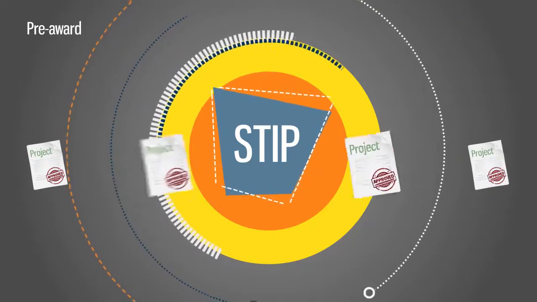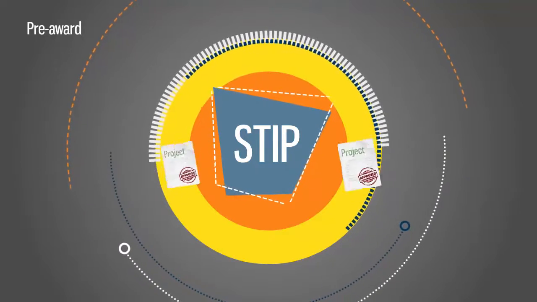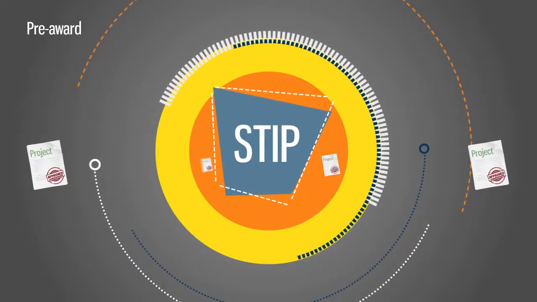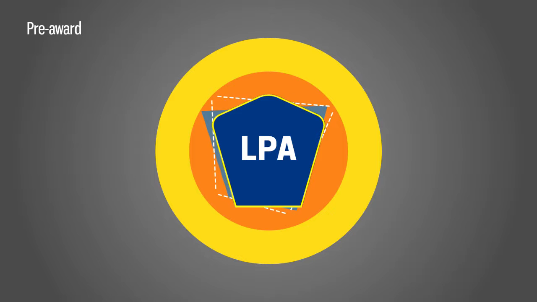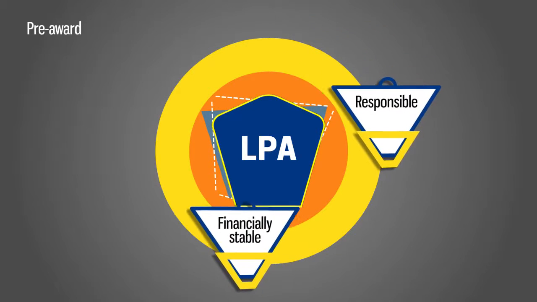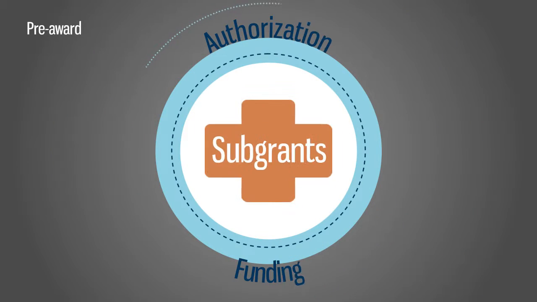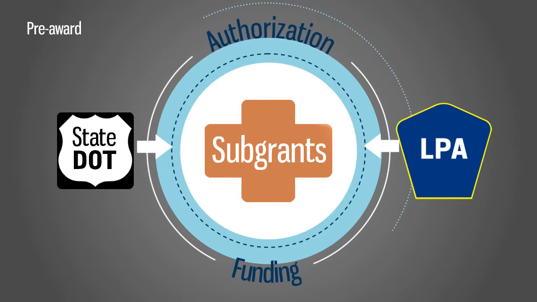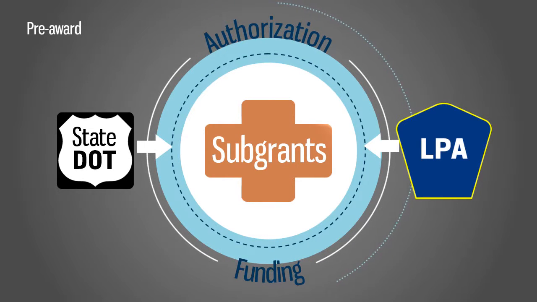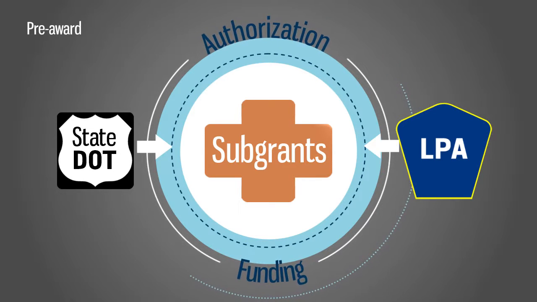Typically, state DOTs develop their own process for LPAs to get a project into the STIP and to seek authorization for project funding. Prior to awarding subgrants or agreements for projects to an LPA, the state DOT has the responsibility to ensure that the LPA is responsible, financially stable, and has adequate management systems. Once these pre-award requirements are satisfied, the state DOT may enter into a subgrant with the LPA, establishing authorization and funding for the project.